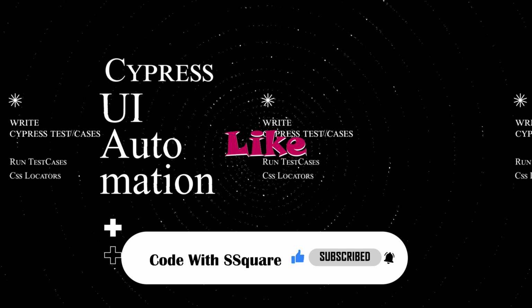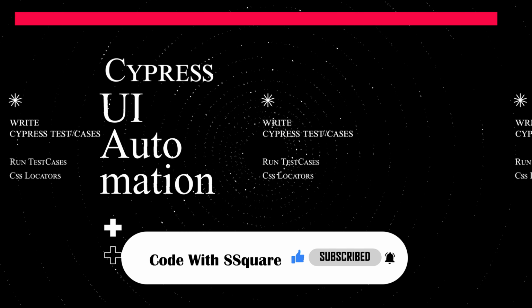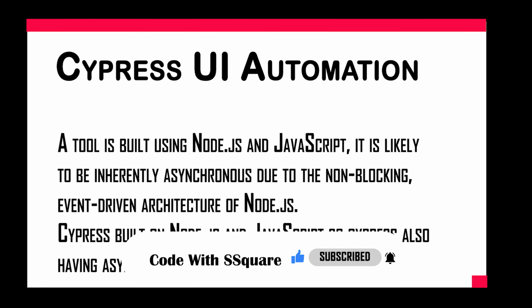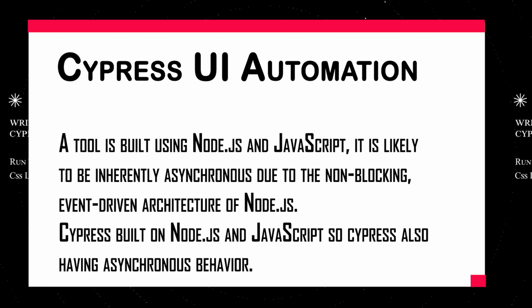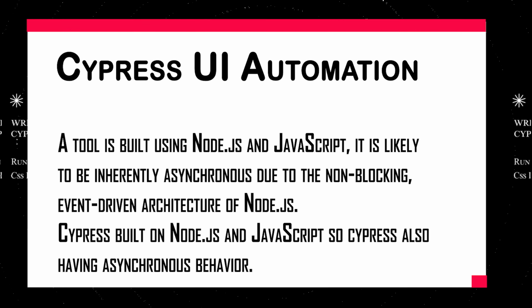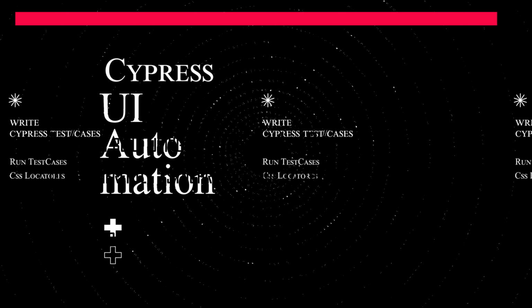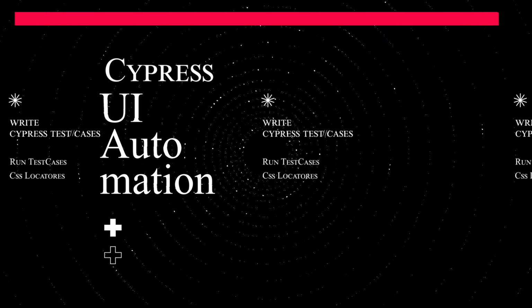Asynchronous is a main concept of Cypress. If a tool is built using Node.js and JavaScript, it is likely to be asynchronous due to the non-blocking and event-driven architecture of Node.js. Cypress is built on Node.js and JavaScript, so Cypress also has asynchronous behavior. First, we talk about what is synchronous and asynchronous nature of code.